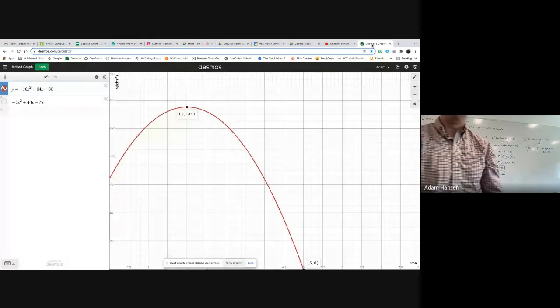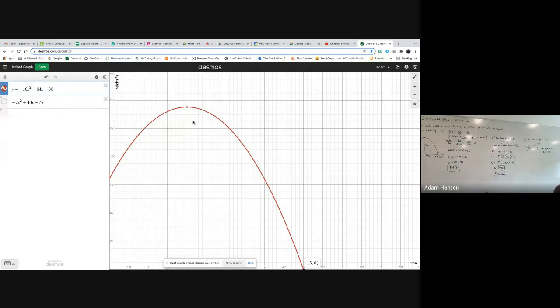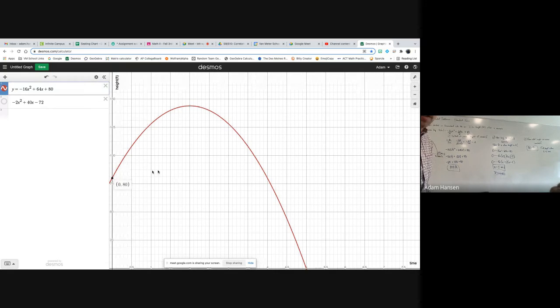Using Desmos, let's see if those points are right. I've got the path of the rocket here, where the x-axis measures time in seconds. The y-axis gives us the height of the rocket in feet. When the rocket was first launched, it looks like the initial height was 80 feet. 80 feet off the ground is where the rocket was launched, maybe on the top of some building. It initially went up into the air to a maximum height of 144 feet 2 seconds later. And then after 5 seconds, we splashed down on the ground.